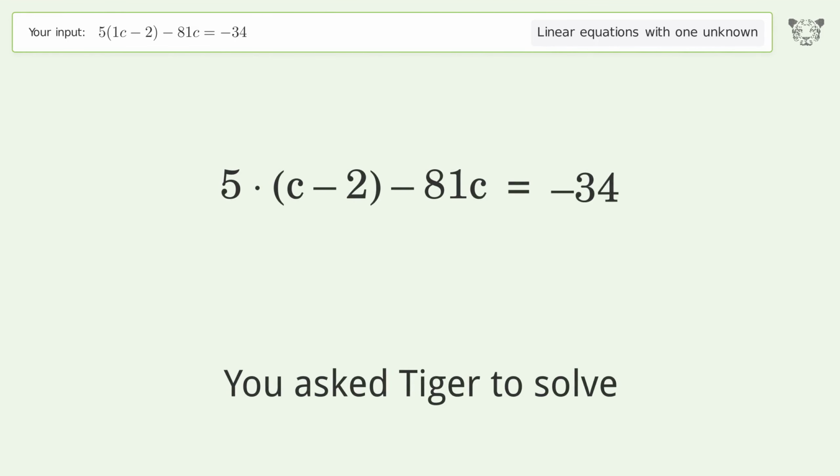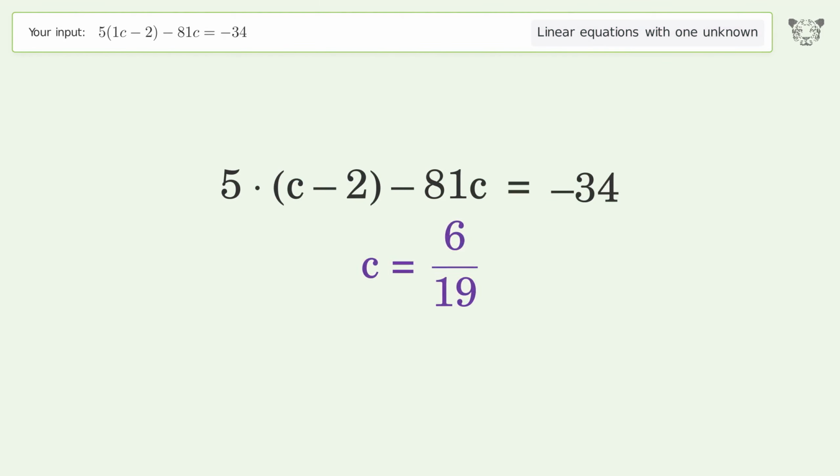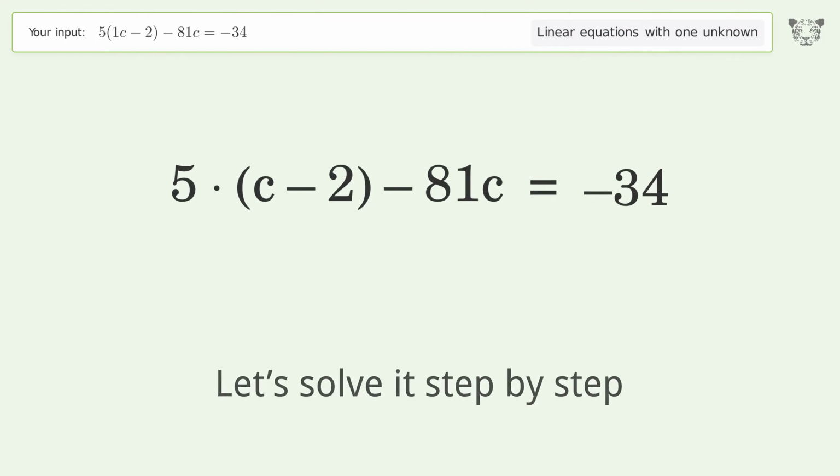You ask Tiger to solve. This deals with linear equations with one unknown. The final result is c equals 6/19. Let's solve it step by step.